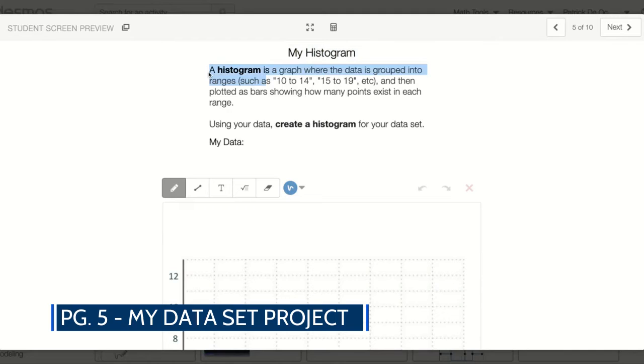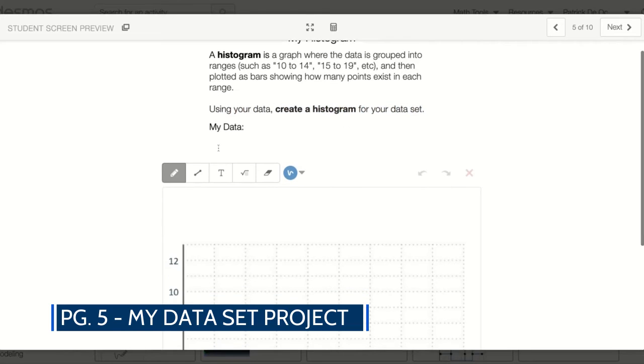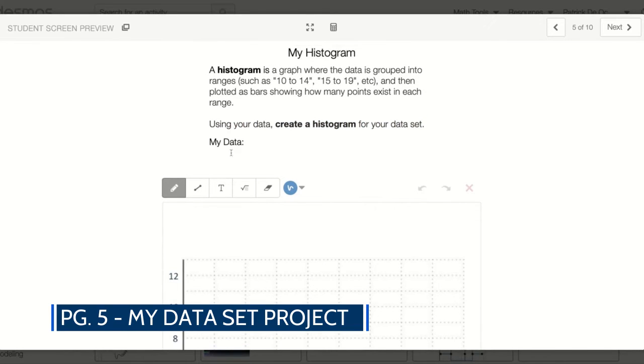A histogram is a graph where the data is grouped into ranges, such as 10 to 14, 15 to 19, and so on, and then plotted as bars showing how many points exist in each range. Using your data, create a histogram for your data set. If you did the previous pages, your data will show up here. And then here's where you do your histogram.